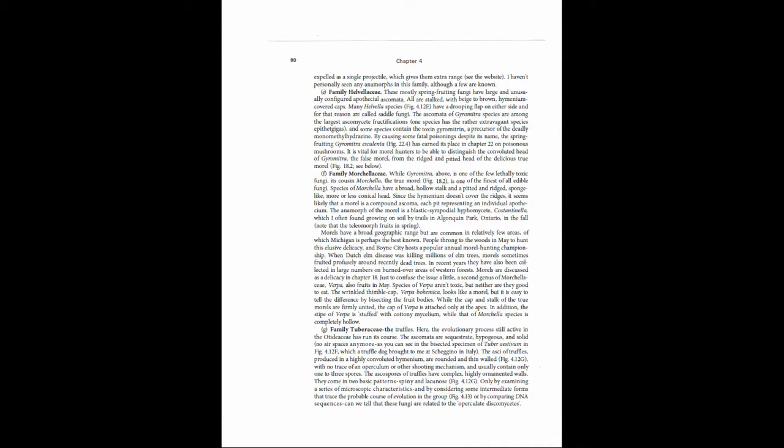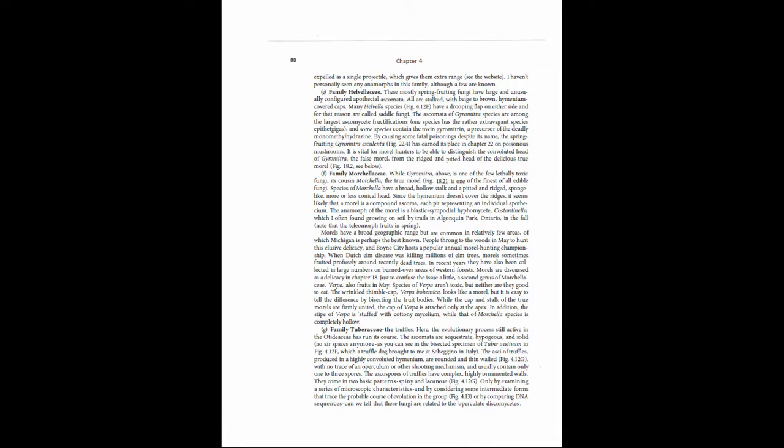Note that the teleomorph fruits in spring. Morels have a broad geographic range but are common in relatively few areas, of which Michigan is perhaps the best known. People throng to the woods in May to hunt this elusive delicacy, and Boyne City hosts a popular annual morel hunting championship. When Dutch elm disease was killing millions of elm trees, morels sometimes fruited profusely around recently dead trees. In recent years they have also been collected in large numbers on burned-over areas of western forests. Morels are discussed as a delicacy in Chapter 18.